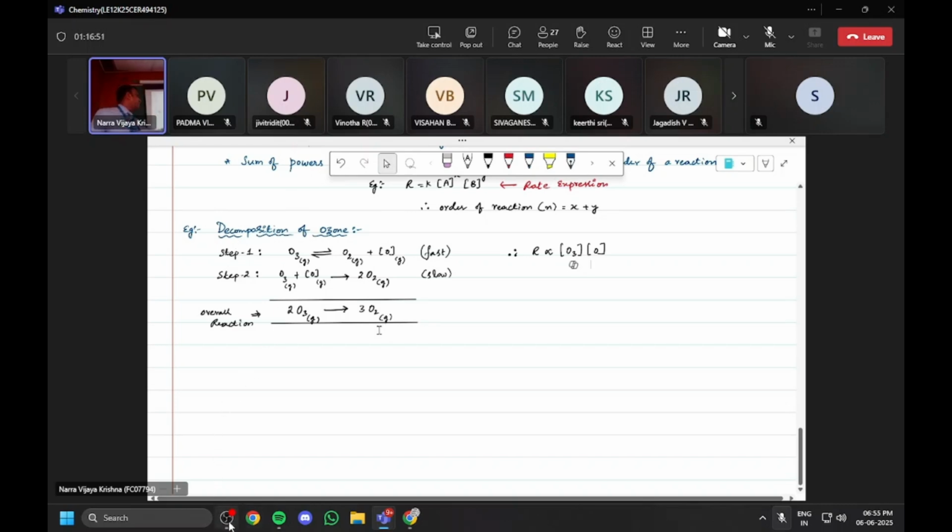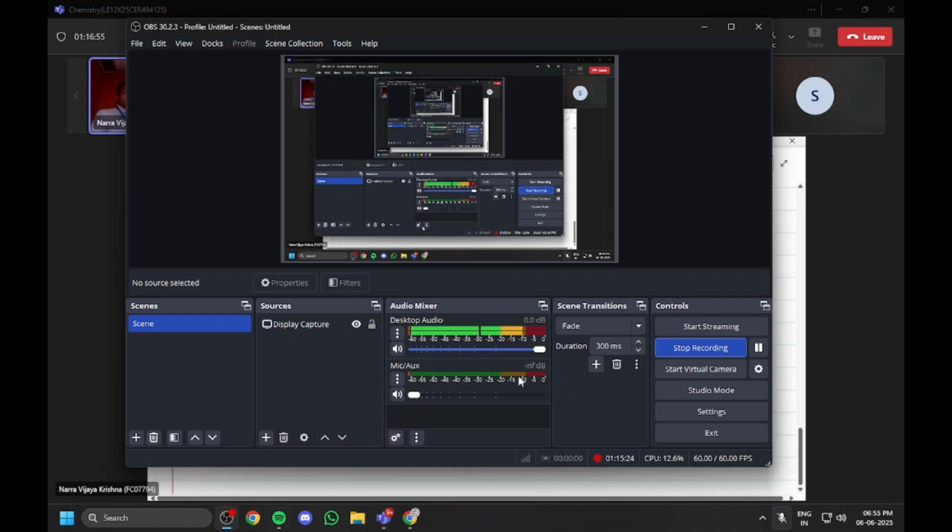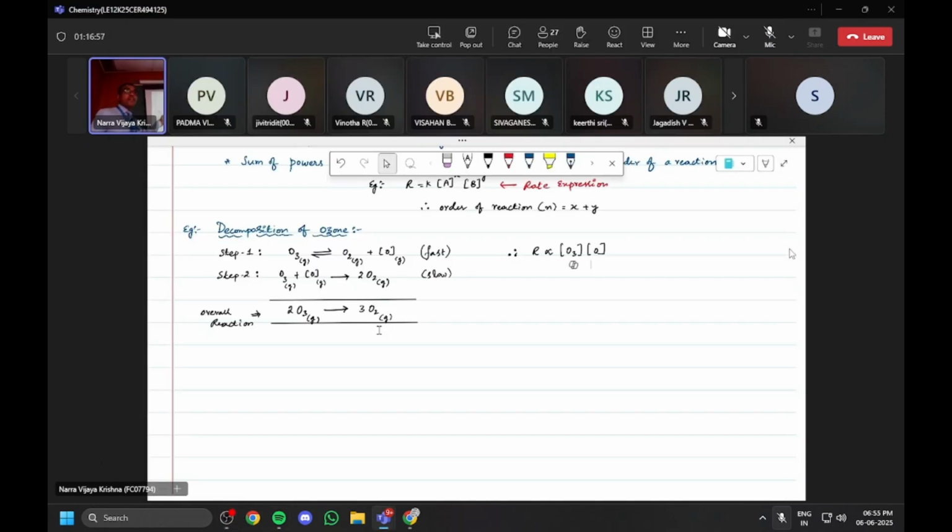Molecularity means how many molecules are involved. That is called molecularity, na? For every step we have molecularity, but order is different. Is it clear? Order is found from the final rate expression. Molecularity can be found by seeing the reaction. Clear? So molecularity for step 1 is 1. Molecularity for step 2 is 2.